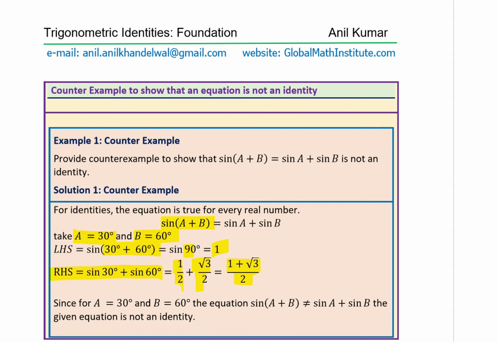Well, how did I get these values? You remember the special triangle? Very important to remember, right? 30, 60, 90. So if this angle is 60 degrees and that is 30 degrees, and we have a right triangle here, the sides are 1, 2, and square root of 3. So that gives you the value directly from this special triangle. However, for this particular case, it becomes a counterexample. We took some values for A and B, and both the sides were not the same, and therefore it is not an identity. Is that clear to you?